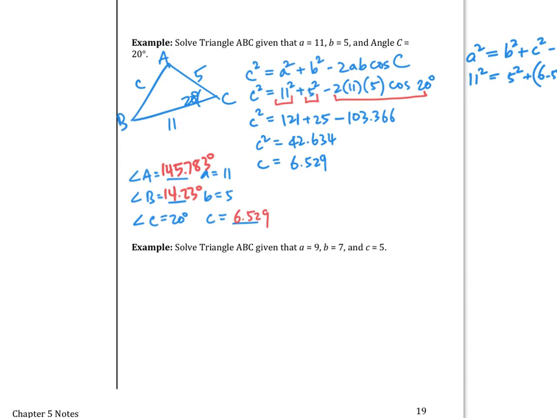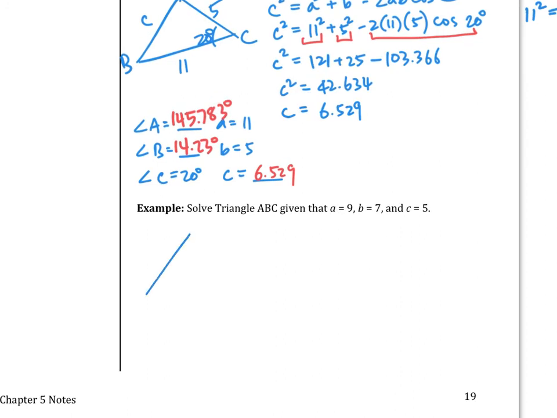Let's look at a different example. Let's say that we have this triangle ABC. This time, you don't have any angles. You just have three sides. Side A is 9, side B is 7, and side C is 5. So let's say you're trying to find angle A.